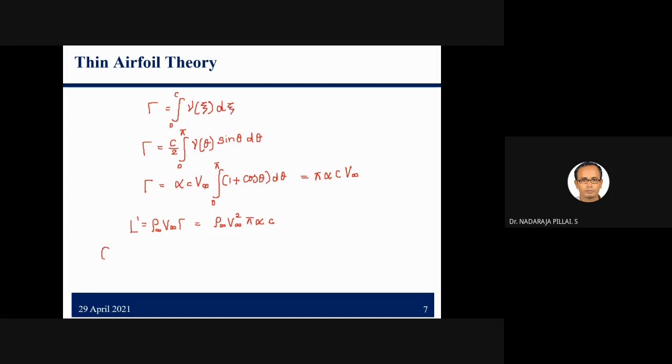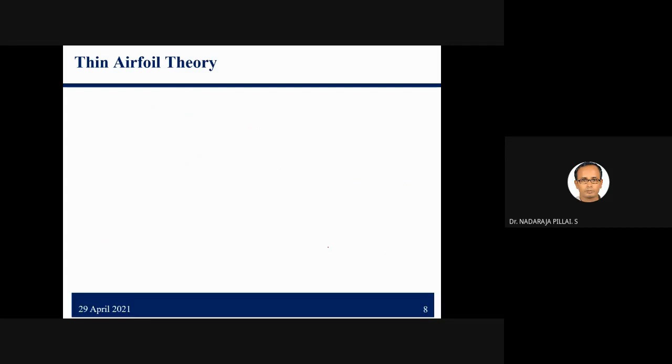Then how about the coefficient of lift? Coefficient of lift is CL, and that can be written as L dash by Q infinity S, where S is equal to chord into 1, because you know already the span, S is equal to C into B. This is B and this is C. So we consider chord into the unit span. Now we can calculate CL.